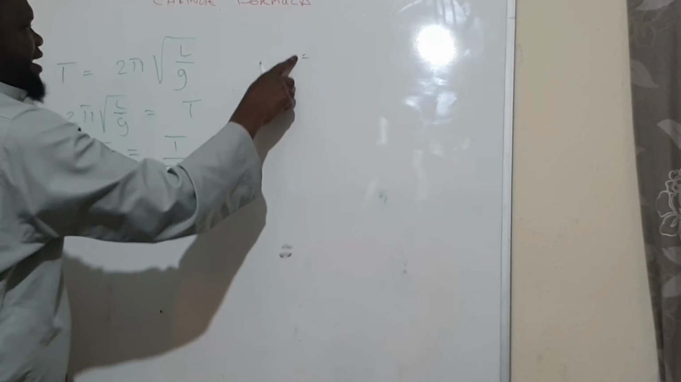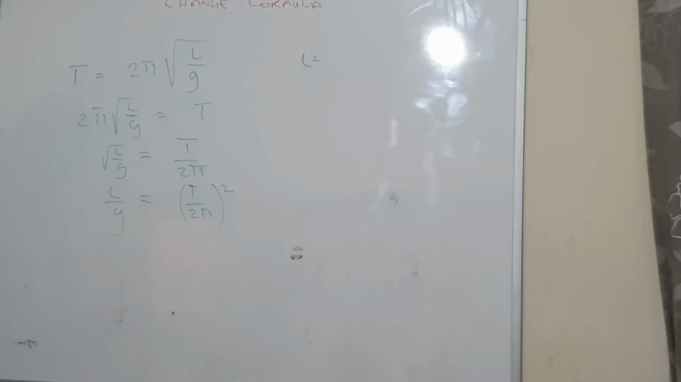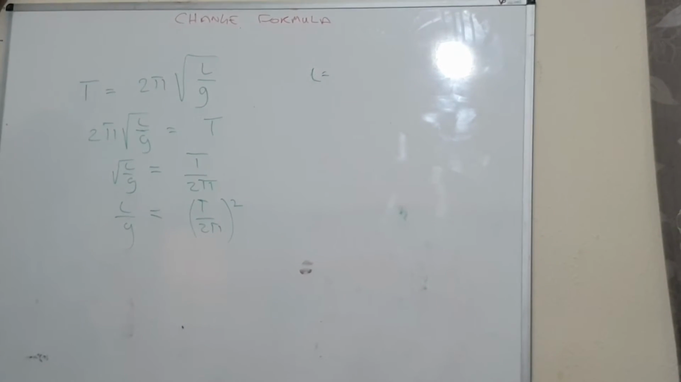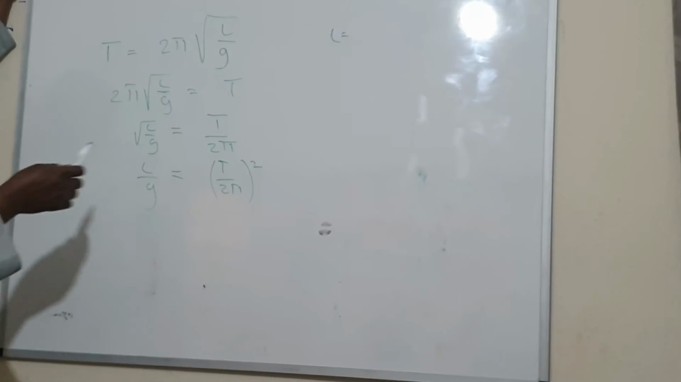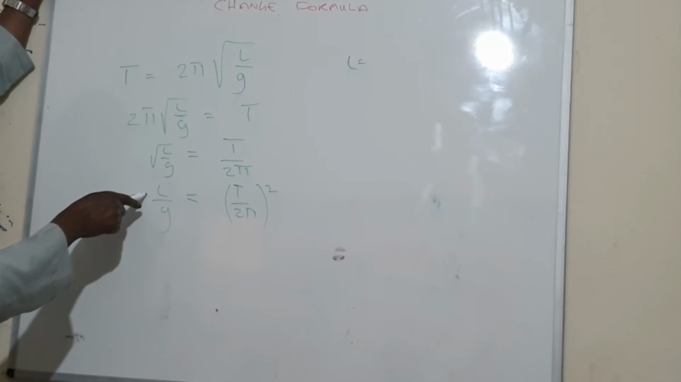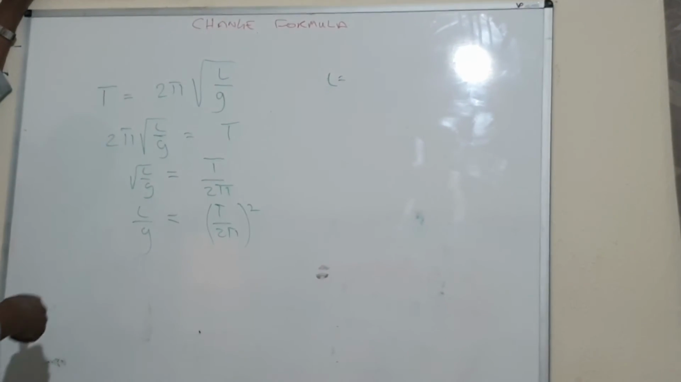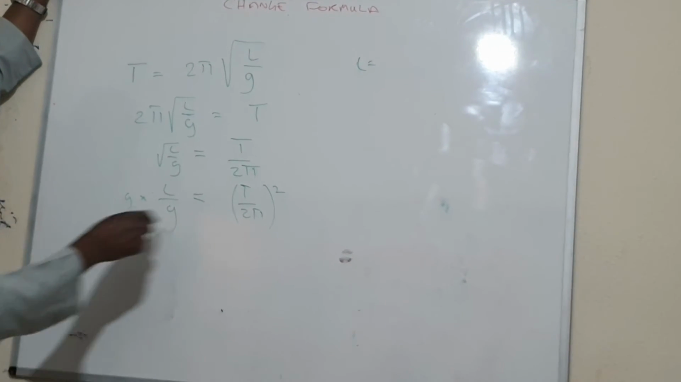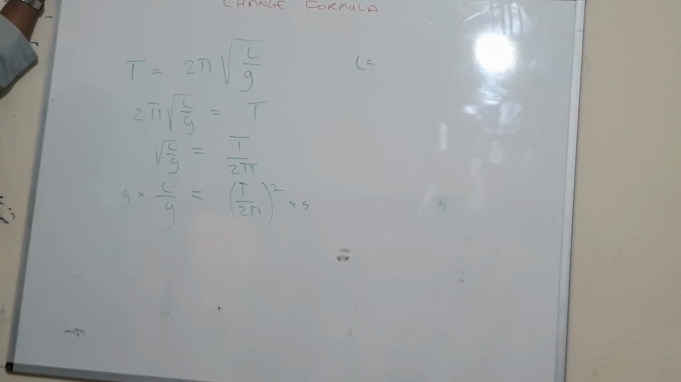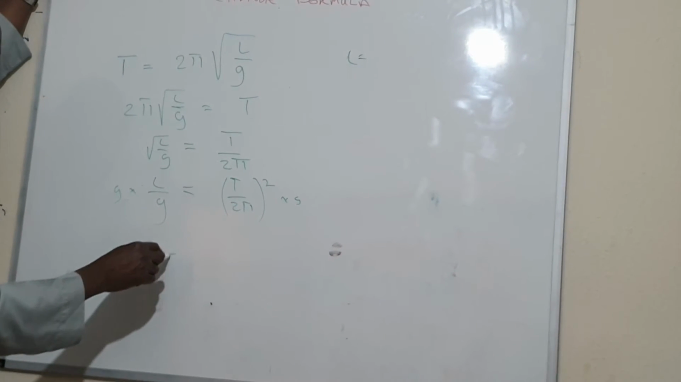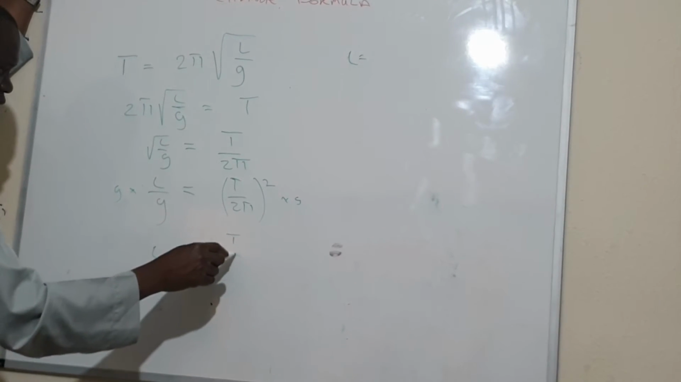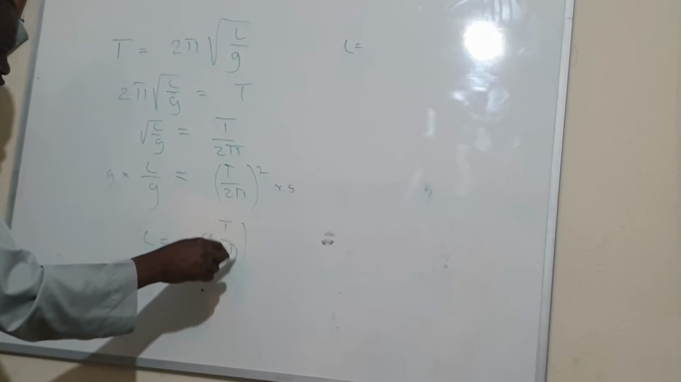Now, let's first make L the subject. If we make G the subject directly, it's going to be complex, we're going to move things over and over again. Okay, let's make L first. We want L, so we cross multiply. It's just like eliminating G, so we multiply both sides by G. So L will be equal to G times T over 2 pi, all squared.